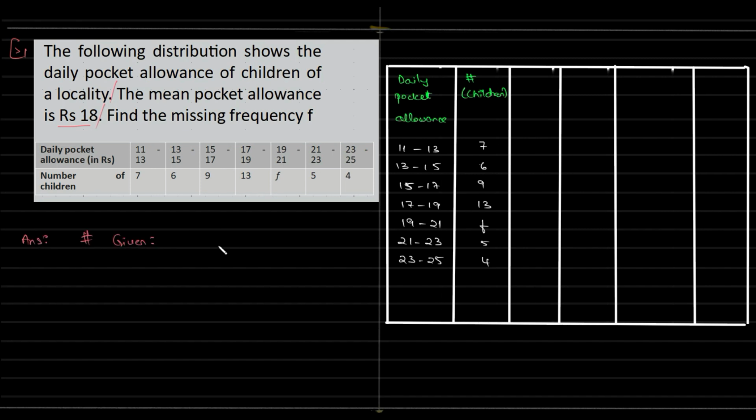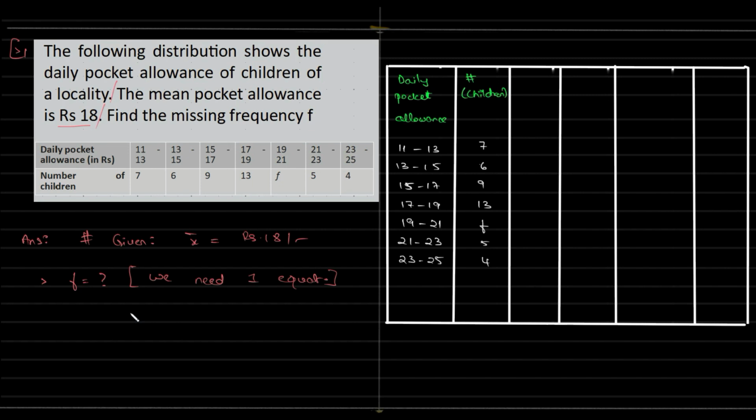We have to find f. So x bar is equal to rupees 18. It's already given. So basically we're looking at finding one unknown, right? So how many equations do we need? We need one equation. Okay, that's the whole point. There is one unknown, we need one equation.